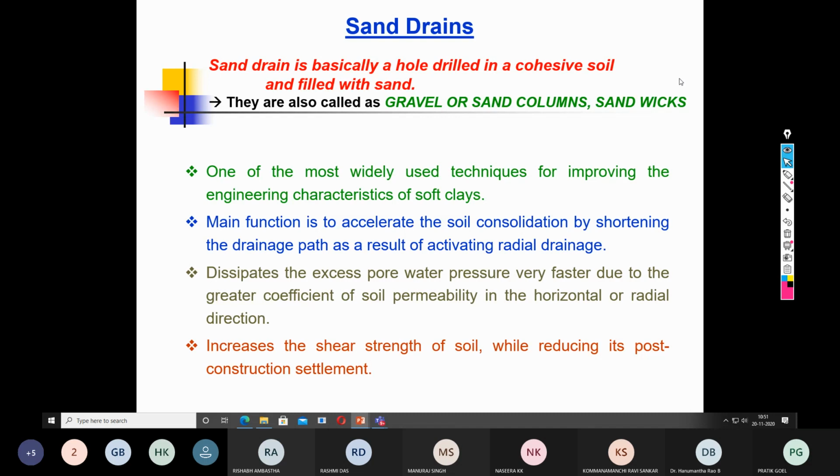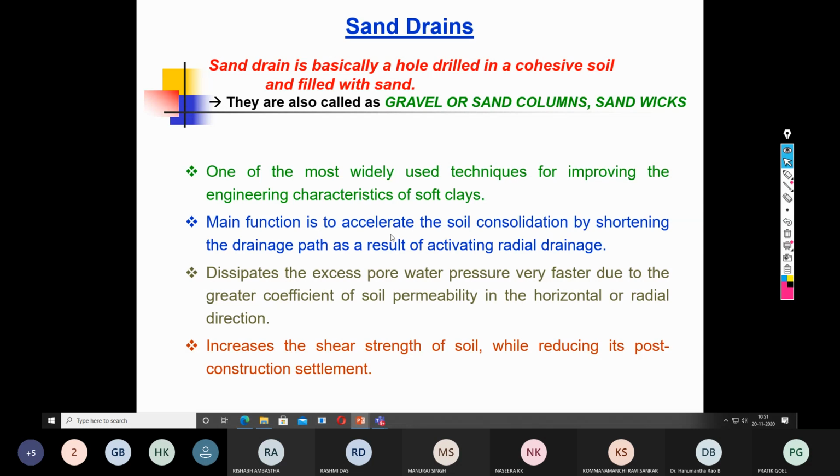Then it is also called a sand wick. But as I told, now sand drain is almost obsolete technology. Nowadays we use the PVD, prefabricated vertical drain, which I will talk about in the next class. So this is one of the most widely used techniques for improving the engineering characteristics of soft clays.